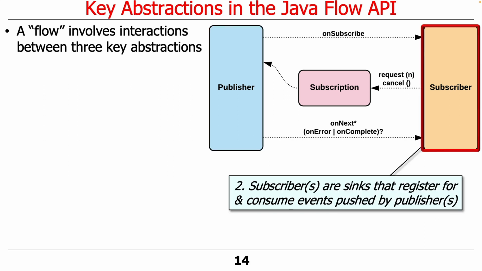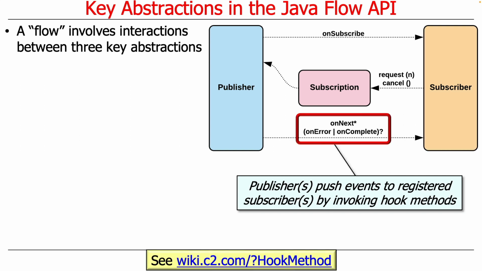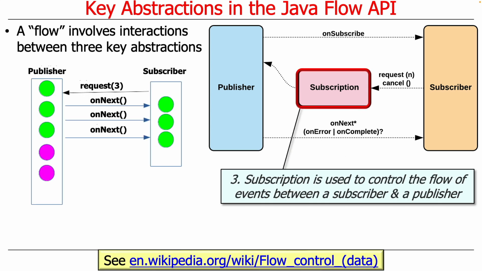We have subscribers, which are sinks that can register and consume events that are pushed by publishers. So far, so good. We have a means of publishers being able to send events to subscribers. One type of event, as we'll see, is called the onNext event, and you could have 0 or more of these. That can be followed by either an onError or an onComplete, optionally. We'll explain that in a second, too. And publishers send events or push events to subscribers by invoking one of these three hook methods.